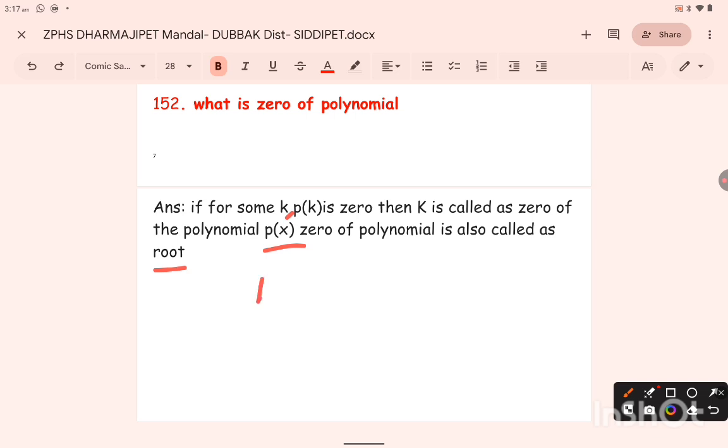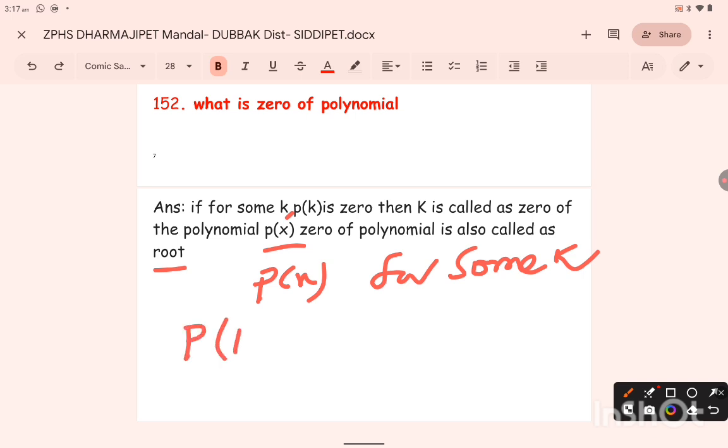Here p of x is any polynomial, for some k. The value of the polynomial p of x at x equal to k, that one is p of k. If p of k is equal to 0, that means the value of the polynomial p of x at x equal to k is 0. Then x is equal to k is known as the zero of the polynomial p of x. So this is the definition of a zero of a polynomial.